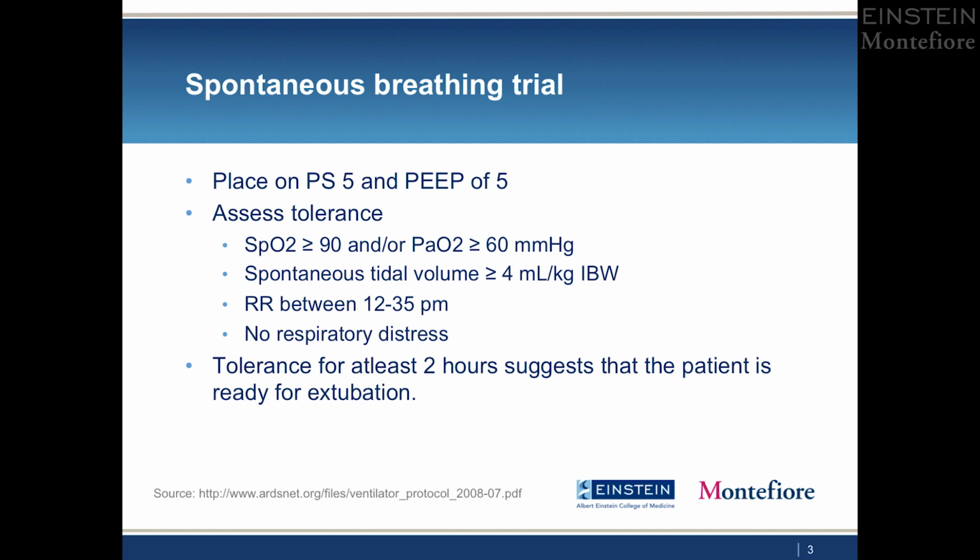If the patient is able to spontaneously breathe for about 2 hours, it typically suggests that the patient is ready for extubation. In a non-critical care setting, however, it is reasonable to attempt SBTs over a few days. And if the patient does well, then he or she may be a good candidate for extubation.